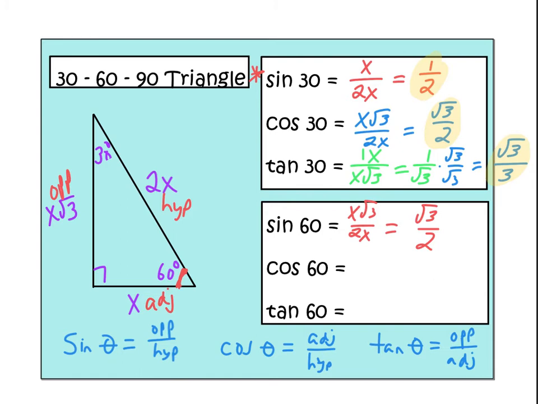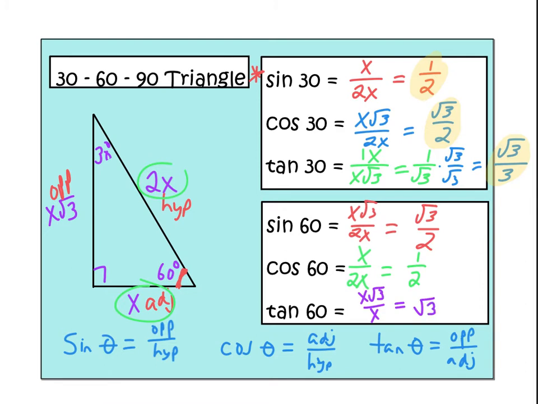The cosine of 60, we're doing the adjacent side over the hypotenuse, so x over 2x. And 1x over 2x reduces down to 1/2. And then for tangent of 60, opposite over adjacent, so x root 3 is the opposite, x is the adjacent, the x's cancel, the tangent of 60 is root 3.